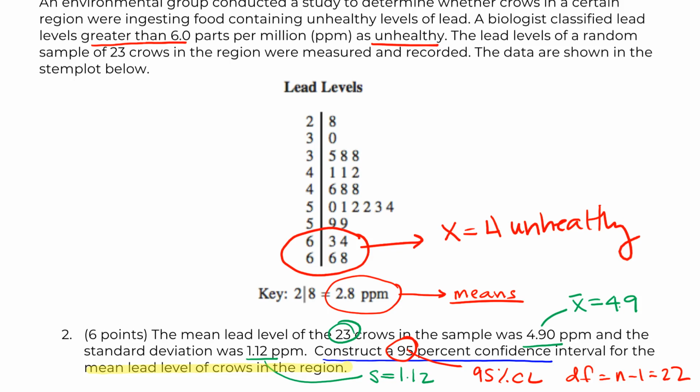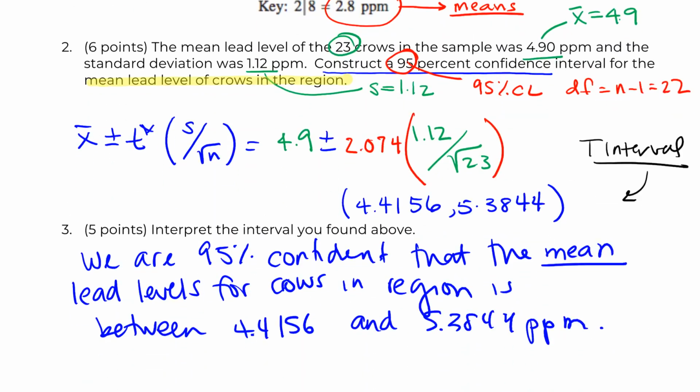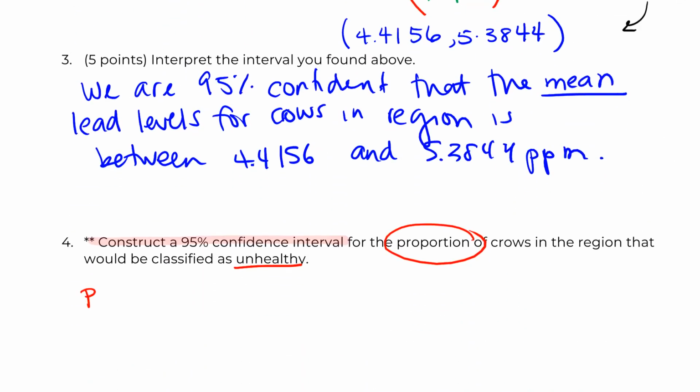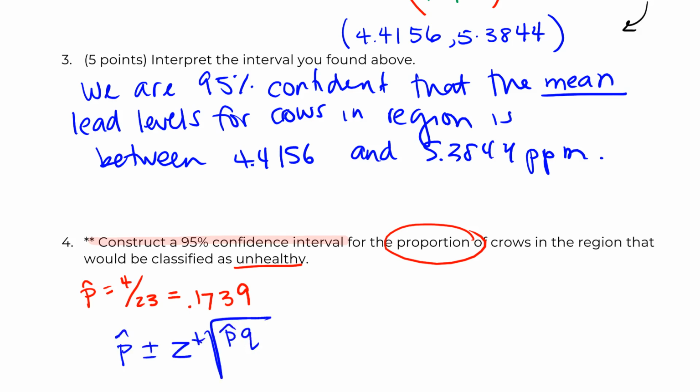There were 23 crows. So if we wanted to do this second interval, I have a p hat. That's 4 out of the 23 crows being unhealthy, which is 0.1739. And I know how to make this interval. It's p hat plus or minus, I'm just going to the formula sheet here, p hat, q hat, all over n. So that was how you calculated this interval.